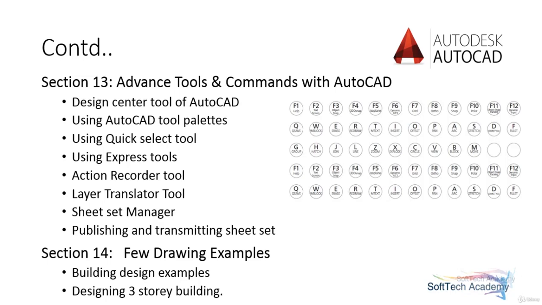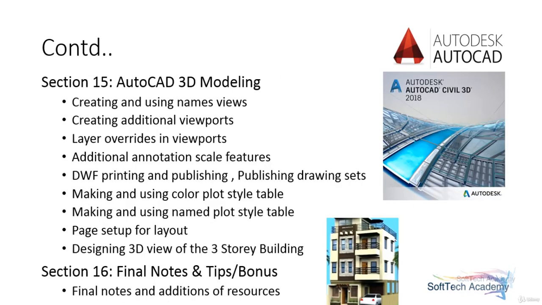Section 13 is advanced tools and commands. We'll utilize different function keys, tools, and commands with Autodesk AutoCAD 2018 and 2019. Section 14 is a few drawing examples. In this section, we will have a real-time building design drawing. Section 15 is AutoCAD in 3D. The 3D modeling will be in section 15, where we will convert the previously designed 2D model into a 3D model. We will have this type of 3D modeling of a 3-story building in section 15.